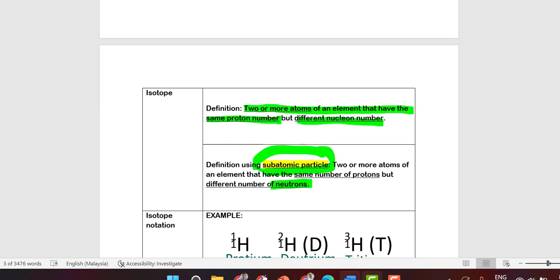Just now we discussed subatomic particles. Subatomic particles consist of proton, electron and neutron. There is no nucleon. So when the question asks to define isotope using subatomic particles, we use the word neutron. But if the question asks you to define isotope without additional instruction, you can use either of these 2 definitions. So if the question only says define isotope, you can use both.